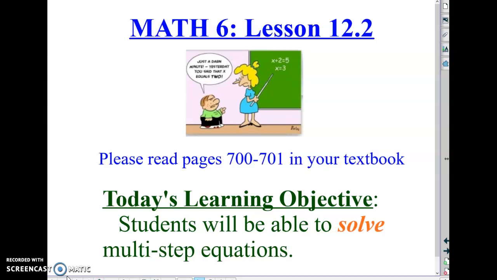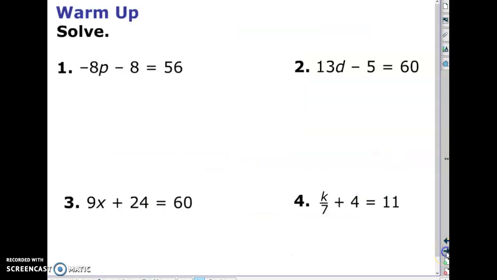We'd like each of you to have a notebook and pencil with you today. And after watching this short video today, please also read in your books pages 700 to 701 for some extra clarification. Our learning target today is that students are going to be able to solve multi-step equations. Please look on Google Classroom for what your specific math teacher would like you to do for an assignment afterwards.